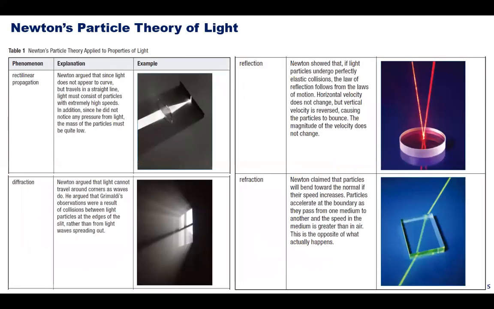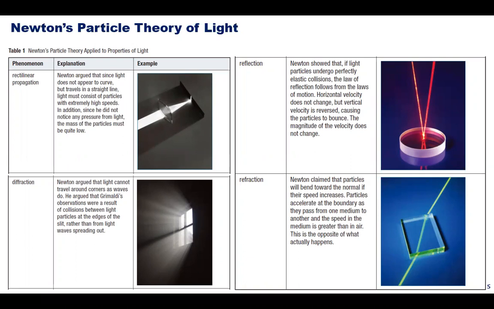Okay, so first of all, let's have a look at Newton's particle theory of light. Newton's fascination with the ability of prisms to produce colors from white light led to his development of the particle theory of light. He stated that light particles travel in straight lines, also known as rectilinear propagation, with a maximum velocity and therefore have kinetic energy.